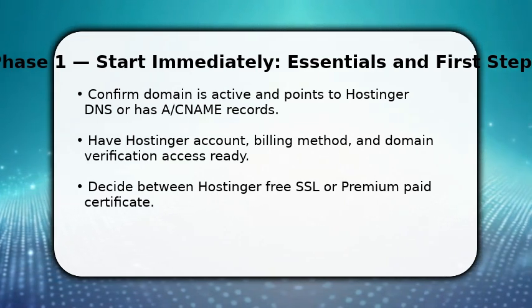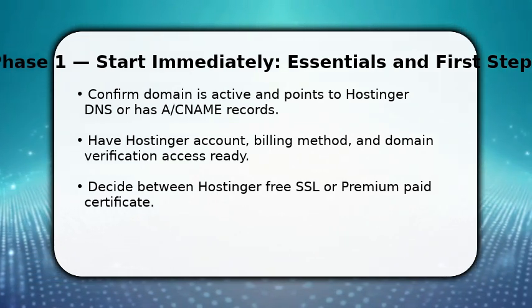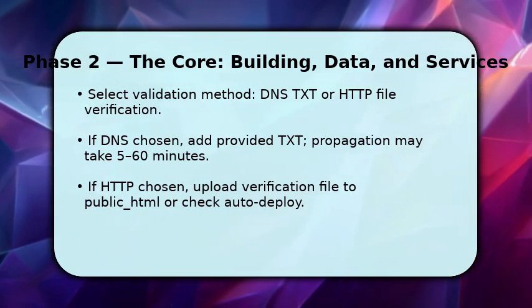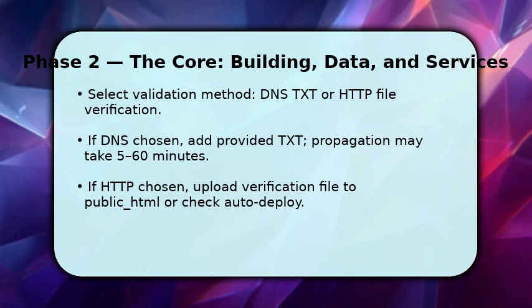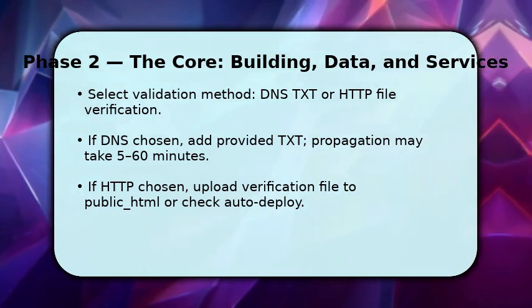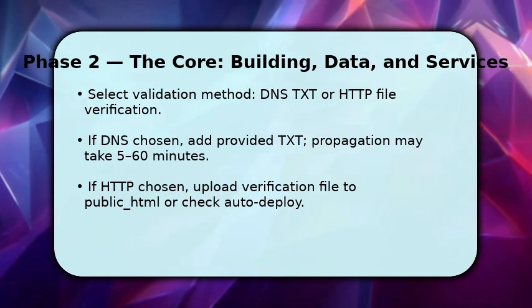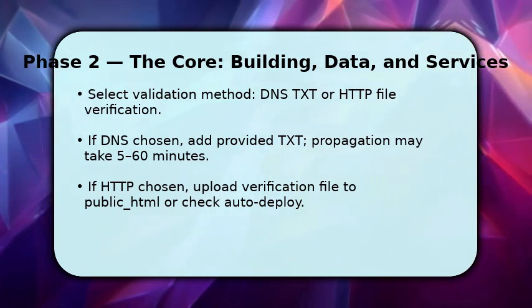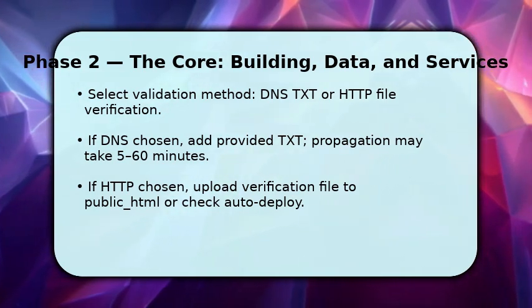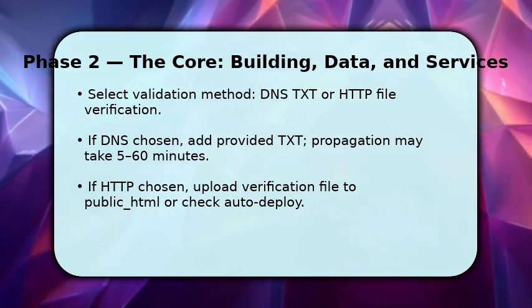You now perform domain validation. Choose DNS-TXT for full control or HTTP file for quick webroot validation. If you pick DNS, copy the exact TXT record Hostinger gives and add it to your domain's DNS zone, then wait for propagation. If you pick HTTP, upload the verification file to public HTML or let Hostinger auto-deploy if available.